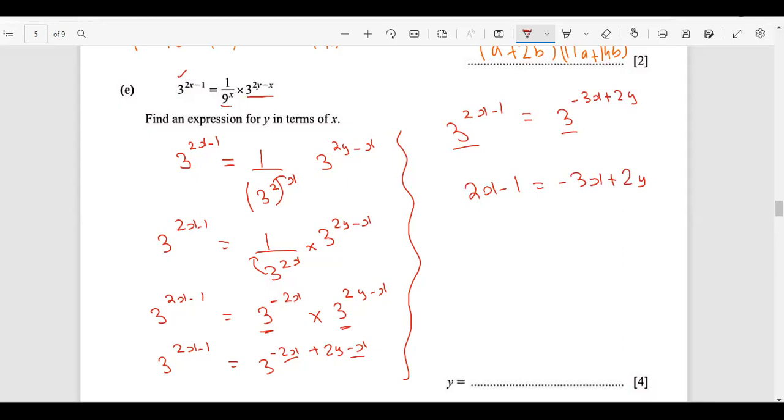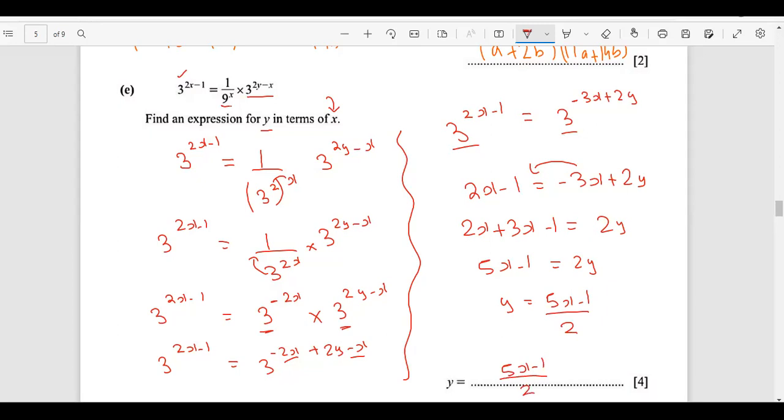I need to find an expression for y in terms of x. So I need to make y the subject. I'll take this minus 3x to this side. 2x plus 3x minus 1 equals 2y. It would become 5x minus 1 equals 2y. And in order to make y the subject, I would be dividing by 2. So it would give me y equals 5x minus 1 by 2, and this is going to be the answer.